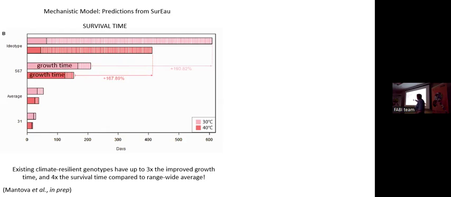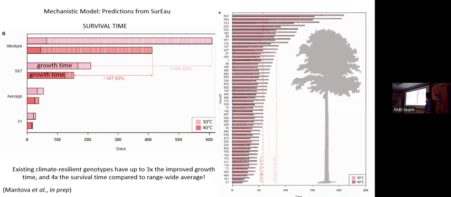I didn't point out that the solid part here is growth time. So this was a really exceptional tree in that it was able to maintain function for a really long time into drought, unlike a lot of other trees. It wasn't the only one that was exceptional though. It's at the top of the bar here.